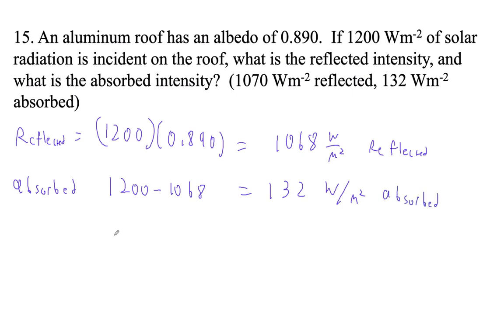Another way to do it is just take the 1200, this is what I do, and just go 1 minus 0.89. So it's sort of like the complement of the 0.89, right? So 1200 times, left parenthesis, 1 minus 0.89, because you do this all the time. You want to know how much is absorbed by something, right? If they didn't ask you what was reflected and only what was absorbed, you could do this, and that gives you 132, of course.